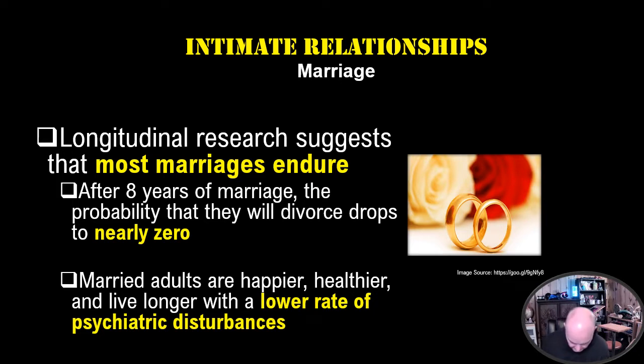So again, if I freestyled that math wrong, please forgive me, but I think I did it right. But the math is less important than this idea that once you get past 8 years, the probability of divorce drops massively, and that should actually be encouraging for people. It's sort of saying, yeah, it's difficult. Relationships are difficult.